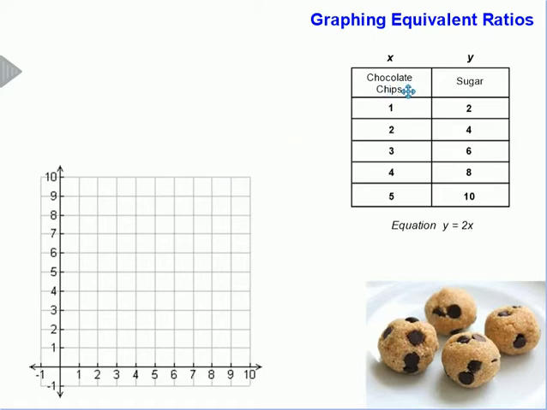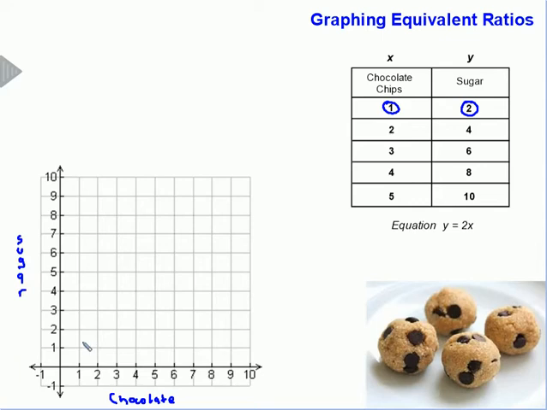So let's graph this set of equivalent ratios. We've got a recipe here, and for every 1 chocolate chip, we're going to use 2 cups of sugar. We'll call this our number of chocolate chips, chocolate chips down here on the bottom. And over here will be our sugar.